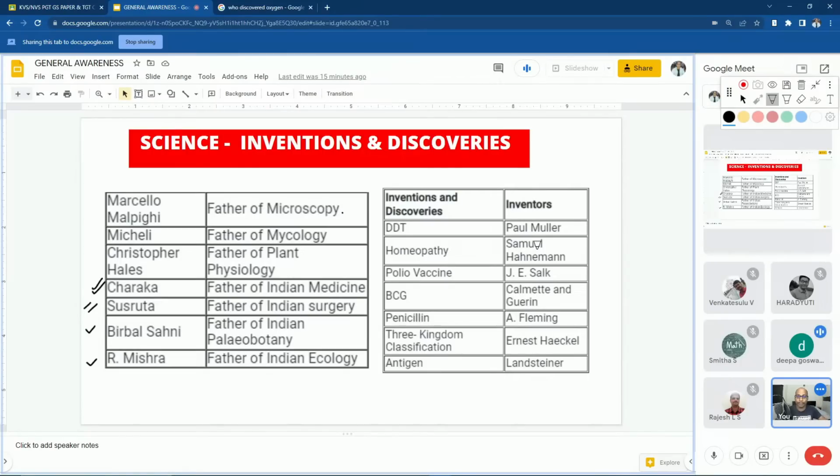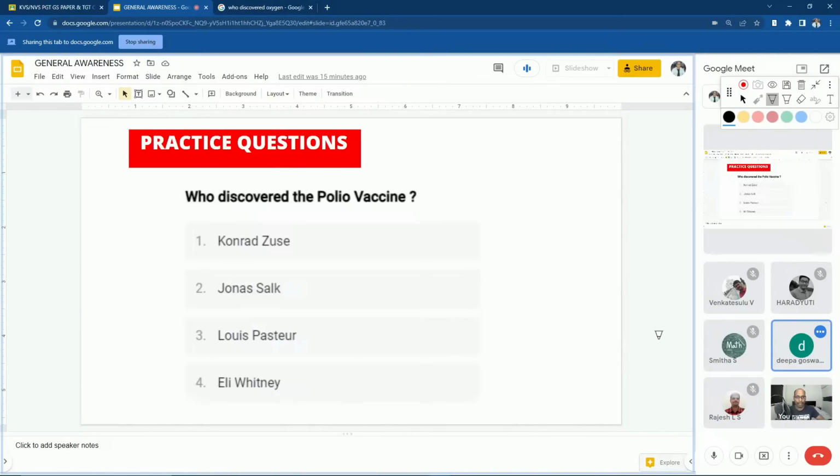Inventions and discoveries and inventors. DDT, Paul Muller. Homeopathy, Samuel Hahnemann. Polio vaccine, J.E. Salk. BCG, Calmette and Guérin. Penicillin, A. Fleming. Three Kingdom classification, Ernest Haeckel. Antigen, Landsteiner.